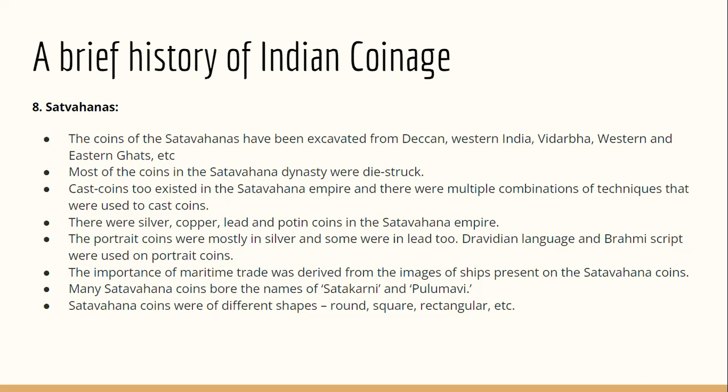Then one of the coins, as I mentioned, depicts a ship. So this highlights the importance of maritime trade. Then in many coins, we find the names Satkarni, Pulayami. So the names of the kings are there. And coins are of different shapes. Round shape is there, square shape is there, rectangular shape is there.